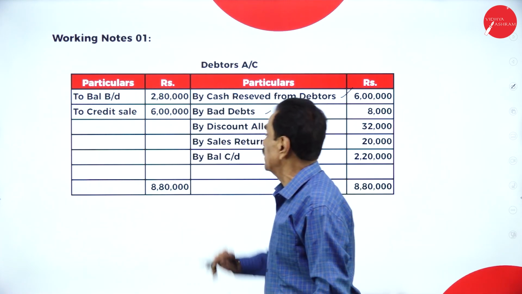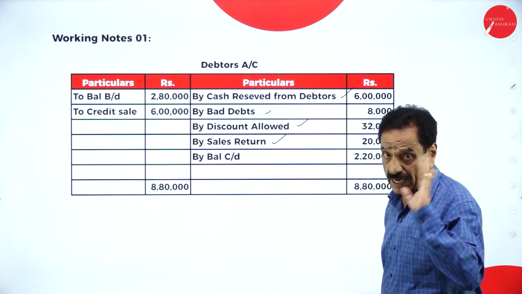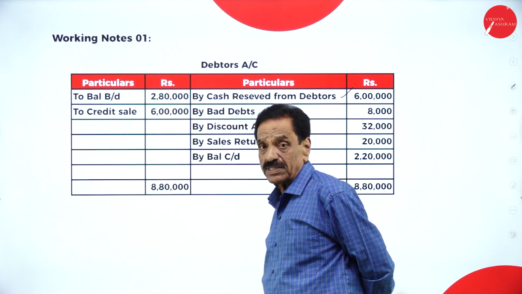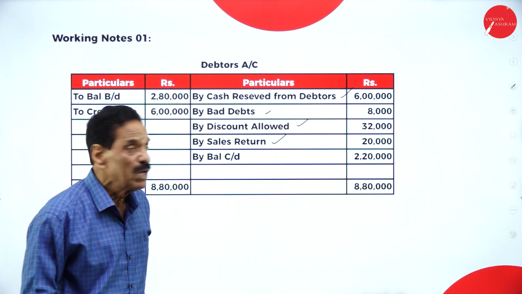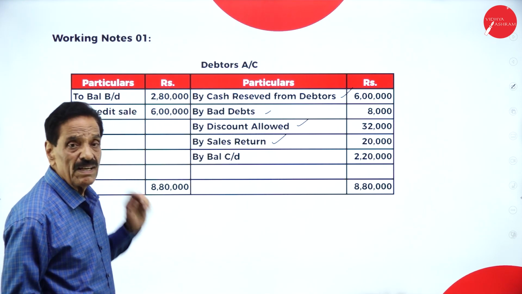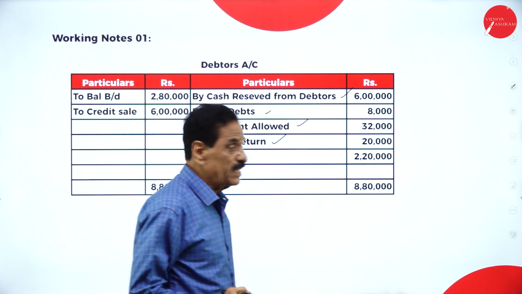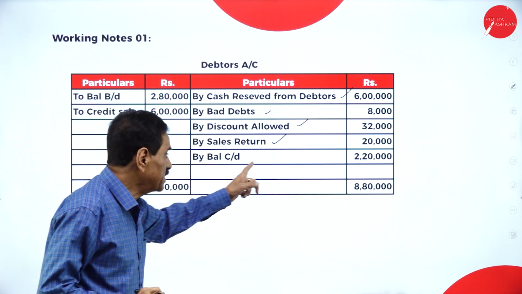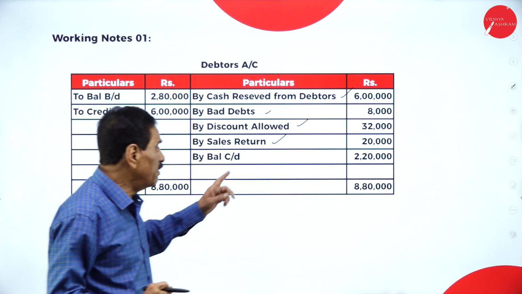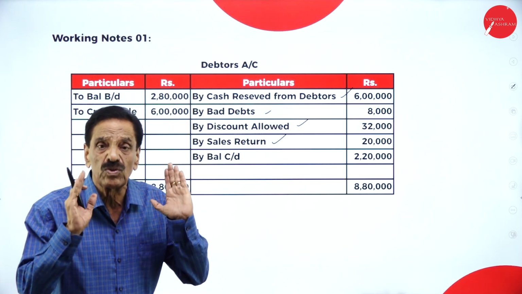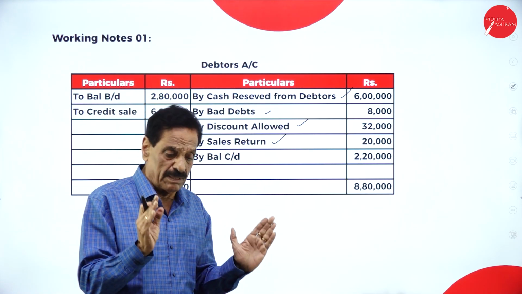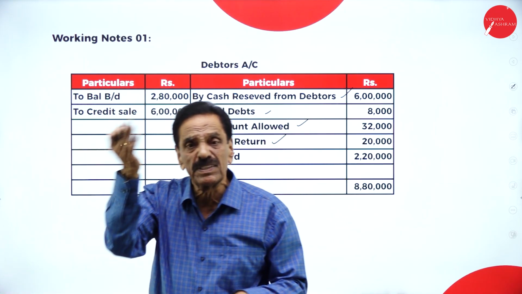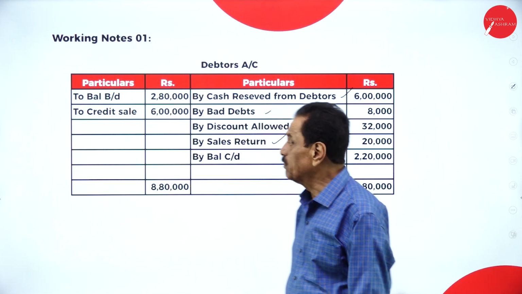How does it start? How much you have to receive? 2,80,000. Credit sale during the year is 6 lakh. Totally we have to receive 8,80,000. Out of that, how much we collected? 6 lakh. Bad debt is 8,000. Discount allowed is 32,000. Sales return is 20,000. Still, we have to collect how much money? 2,20,000 from our customer. That is nothing but closing debtor. That becomes the opening debtor for the next year. We will move on to the problem now.